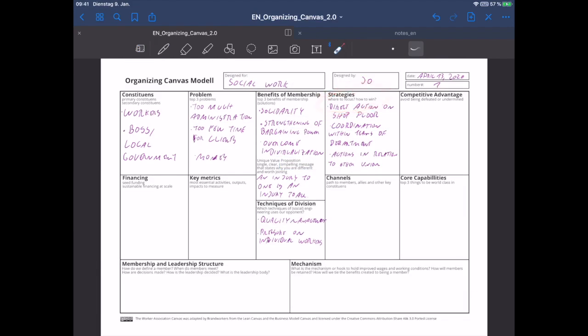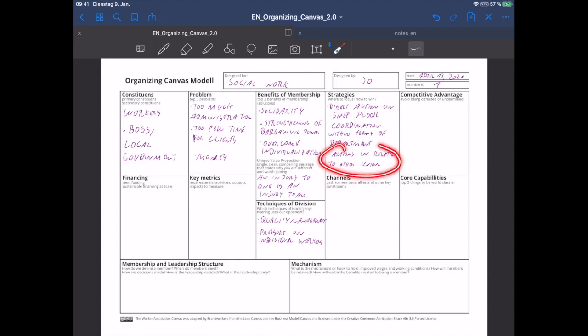These strategies are mainly the thing where to focus and how to win. The first one here in the example is direct action on the shop floor, so everything we can do on our own. If we are pissed at our bosses, then we will talk to each other and see what we can enforce. The other thing in this example is the coordination within teams of the department. There are basically like 50 people in the department that I'm thinking of here. There are coordinators or delegates it might be good to talk to if we coordinate an action.